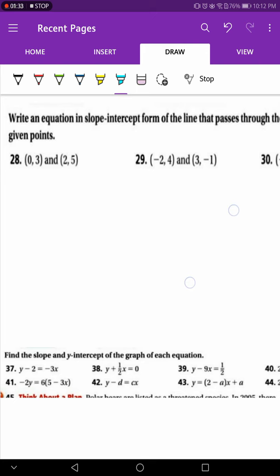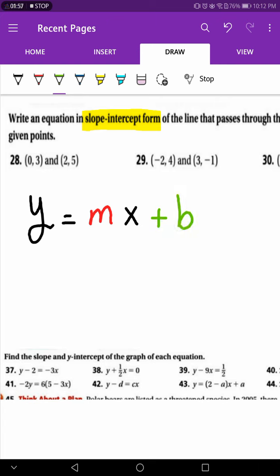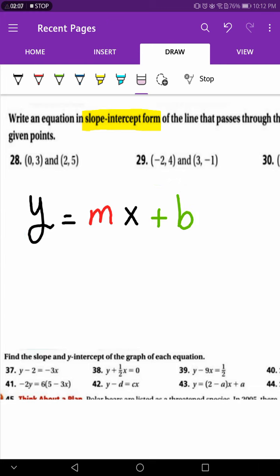Write an equation in slope intercept form. When he said that, you have to know that you have to use this form. Yes, y equals mx plus b. He asks you to use this form. So my dear student, you have to memorize this. Okay, my boys, I hope so.